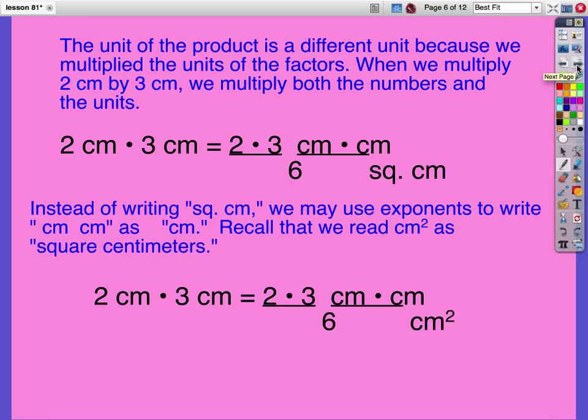When we multiply 2 centimeters by 3 centimeters, we multiply both the numbers and the units. So we have 2 centimeters times 3 centimeters. We have 2 times 3, which is 6. And centimeters times centimeters, which is square centimeters. And also, we can write centimeters squared. So we have 2 times 3 here. Centimeters times centimeters is centimeters squared with the 2. Okay?